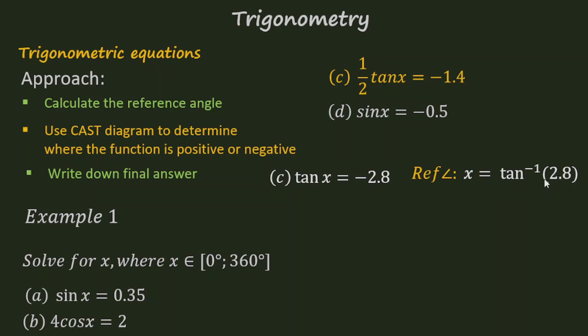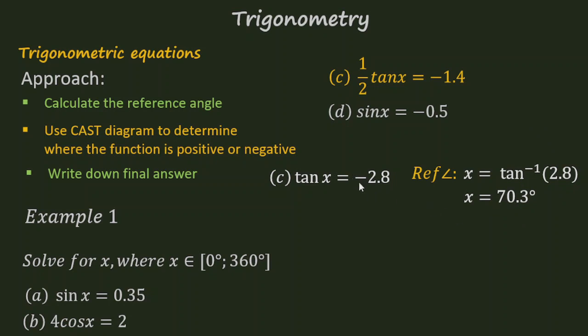You must have noted something. When you find the reference angle, you don't use the negative sign. Look here, we have tan x equals minus 2.8. So to find the reference angle, we try to find the positive acute angle, which will be our reference angle. In this case, instead of writing minus 2.8, we write only the positive. So you only take the positive value. Now, the arctan of 2.8 is 70.3 degrees. Therefore, this is our reference angle.